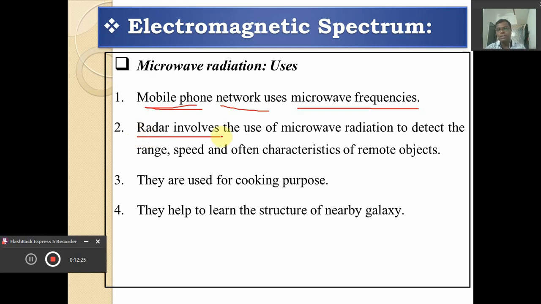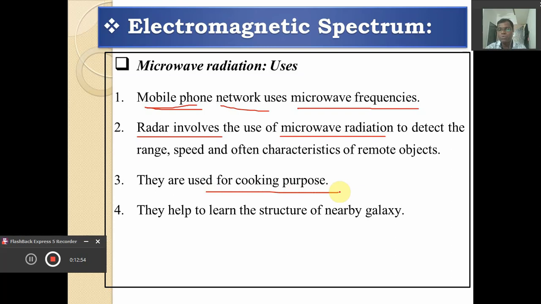Radar involves the use of microwave radiation, which is used to detect the range, speed, and also the characteristics of different objects. This is a very important use for security and defense, and the radar system uses microwave radiations. Again, microwave radiations can also be used for cooking purposes. These are used in the microwave oven.